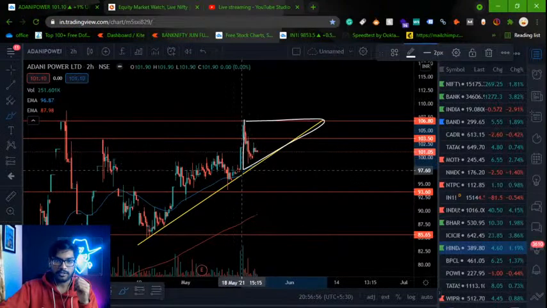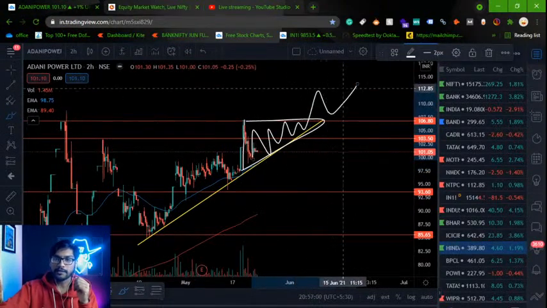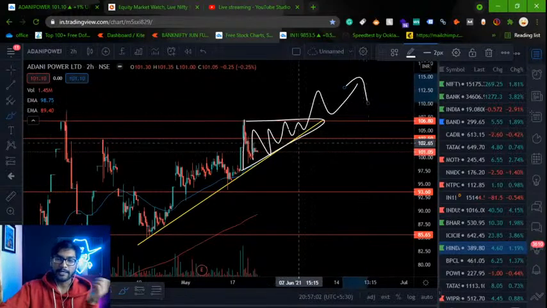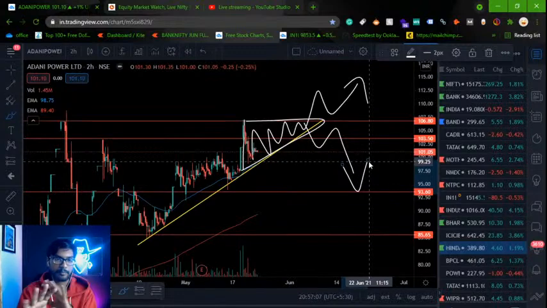In this area the stock is trying to consolidate. So if it gives an upside breakout like this, you can plan your buy trades. If it gives a downside breakout, then you can plan your sell trades. Okay, simple as that.